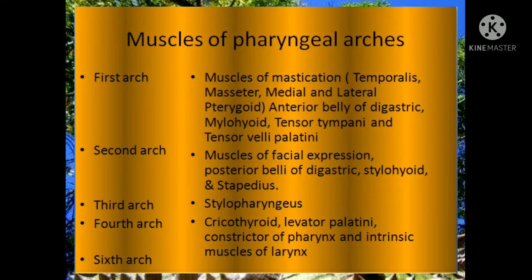From the second arch, the muscles of facial expression, the posterior belly of digastric, and the stylohyoid and stapedius muscles developed. From the third arch, the stylopharyngeus muscle developed. From the fourth arch, the cricothyroid, levator palatini, constrictors of pharynx, and intrinsic muscles of larynx developed. From the sixth arch, all intrinsic muscles of larynx except the cricothyroid.